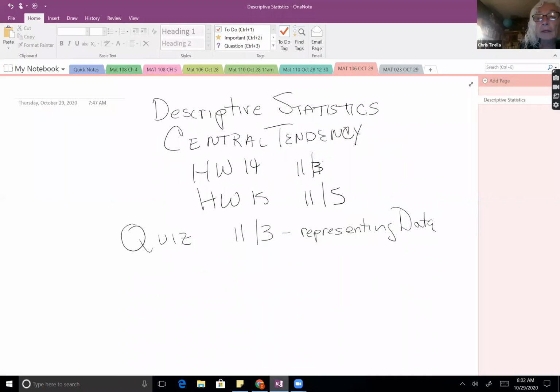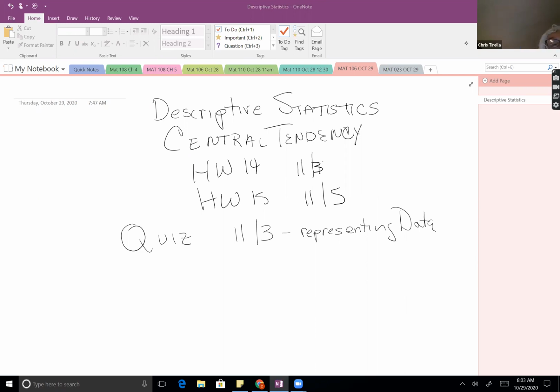Okay, today we're going to look a little bit more at descriptive statistics. We're going to start looking at measures of central tendency. Homework 14 is on representing data graphically and also on those surveying techniques. It's due on Monday. Homework 15 is on those measures of central tendency, and hopefully we will get through a good chunk of those today. I'm sorry, by Monday, I meant Tuesday, and those will be due on Thursday.